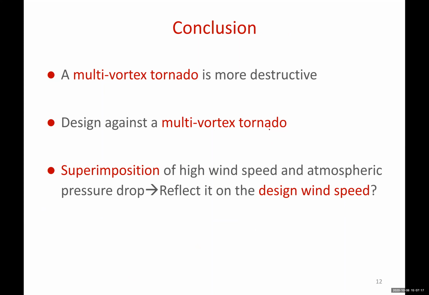I wish you've been convinced the design should be based on a multi-vortex tornado. It is necessary to consider the superimposition of high wind speed and atmospheric pressure drop at subvortex center. Should both effects be reflected in the design wind speed? Currently, we are exploring the answer to it.